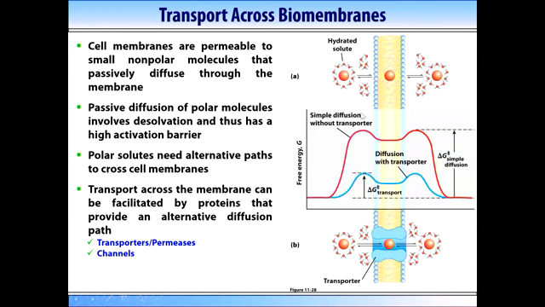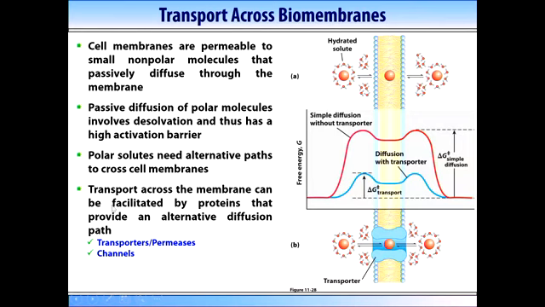But if the molecule that we talk about is charged, such as an ion, the membrane becomes immediately impermeable. Any charged molecules cannot get through the membrane. Any small, uncharged, polar or nonpolar molecules can get through. Basically, molecules that are polar or charged and which are large need alternate paths to cross the membrane.